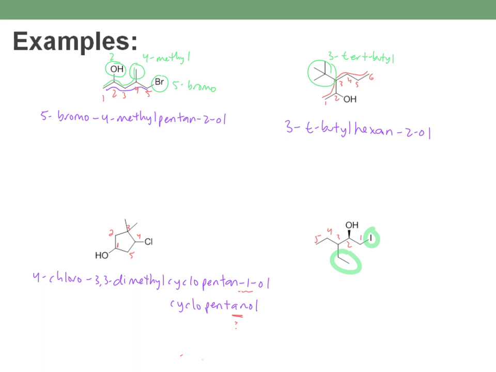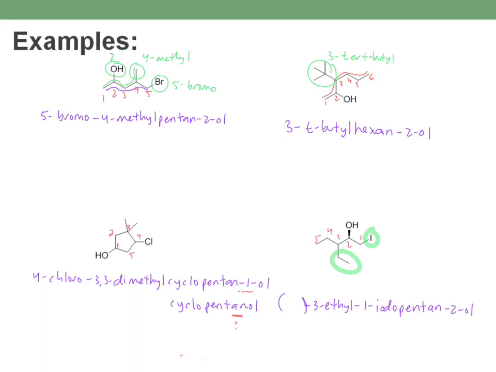So I've got an iodo and an ethyl that I need to name. And so for this compound, I have 3-ethyl, 1-iodo, pentan-2-ol. And I need to not forget my R or my S configuration, right?